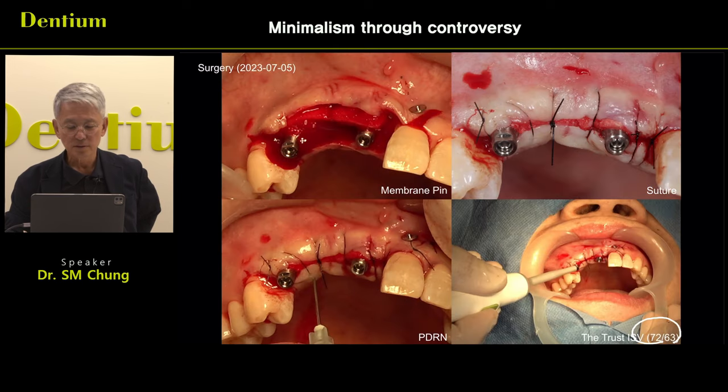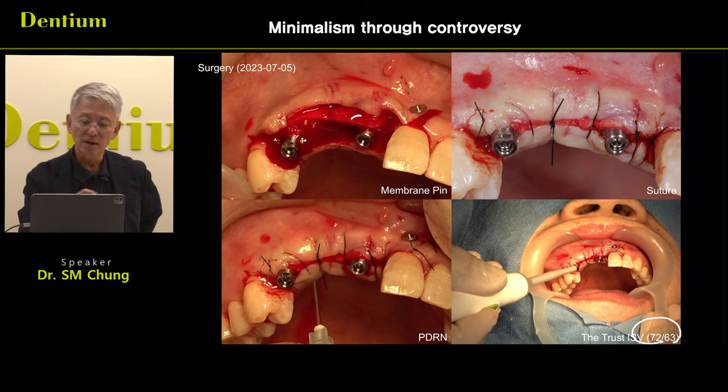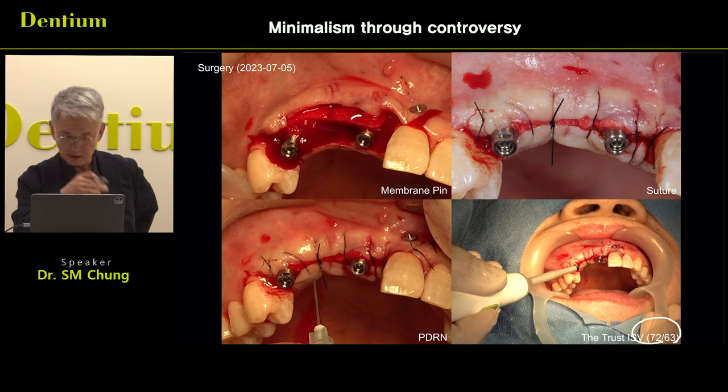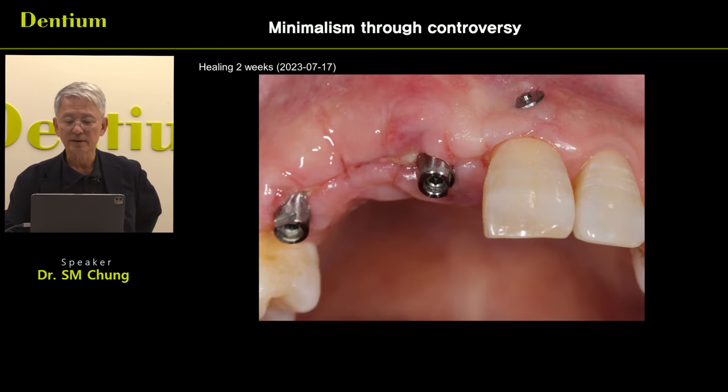And with the sutures, the mobility test was relatively good for the temporization. During the surgery with the collagen graft and xenocollagen, and also after the surgery, we do a PDL-1 injection for fast soft and hard tissue regeneration. Two weeks later, stitch out and pin removal.